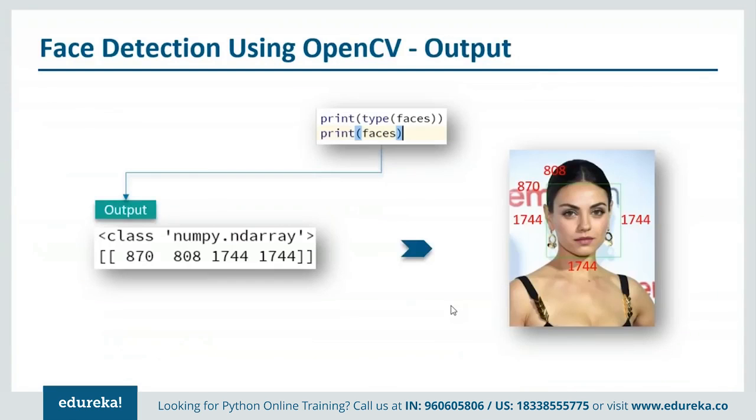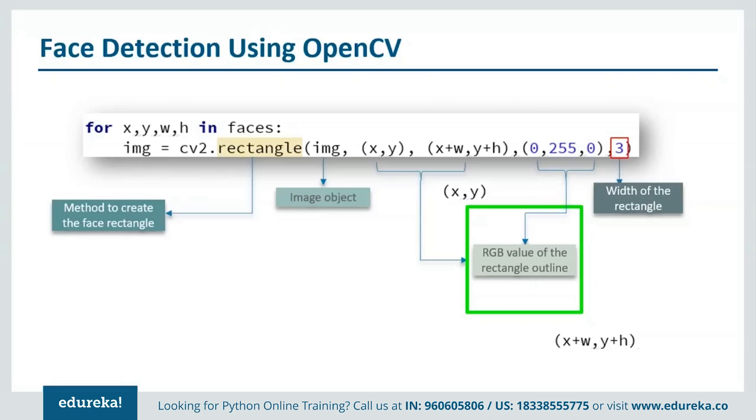After that, we are just printing the type and the face. And how are we going to add the rectangular face box? For that, we are going to use a for loop and a method to create the face rectangle. This is nothing but a method to create that rectangle. This is our image object, right? And this is the RGB value of the rectangle outlines. I've given it some color; you can give it whatever color you want. Now this is the width of the rectangular face box, and these are the coordinates x comma y. Then we have x plus w, comma, y plus h.